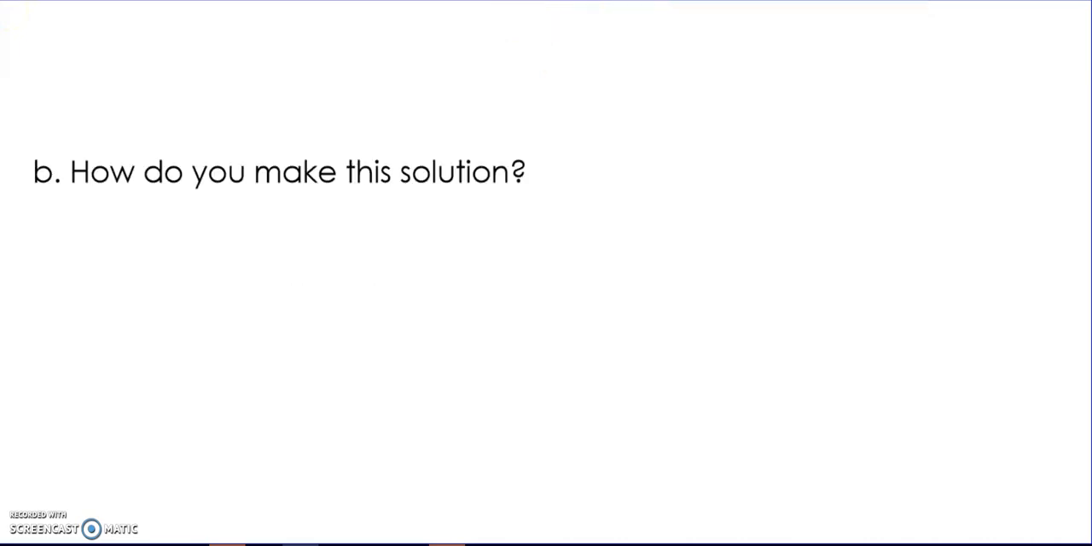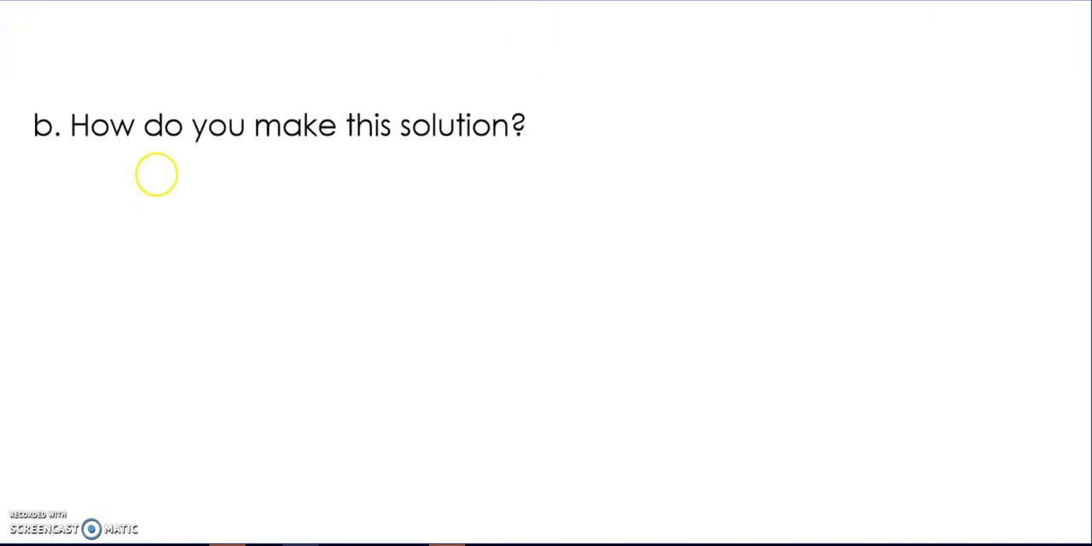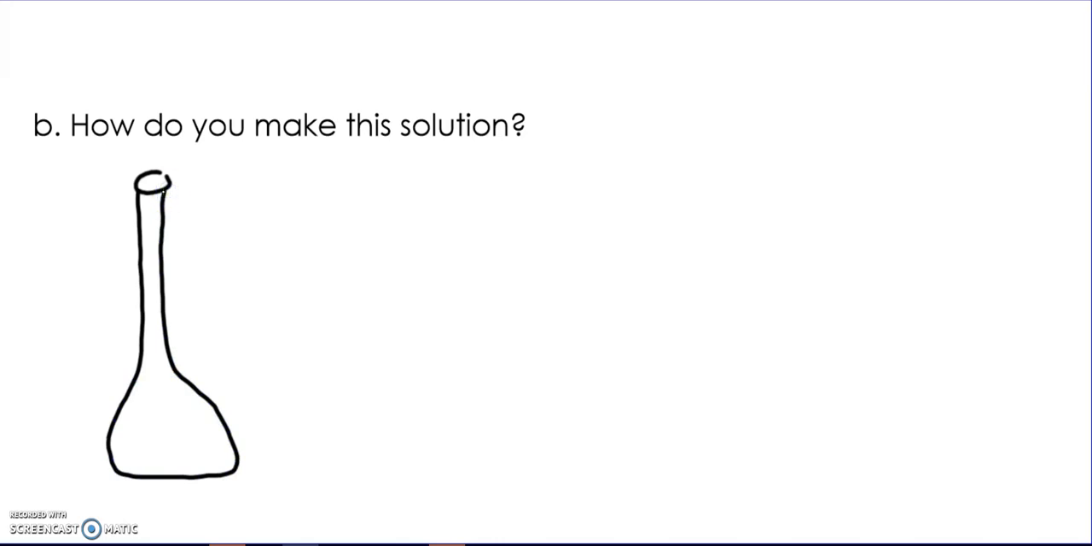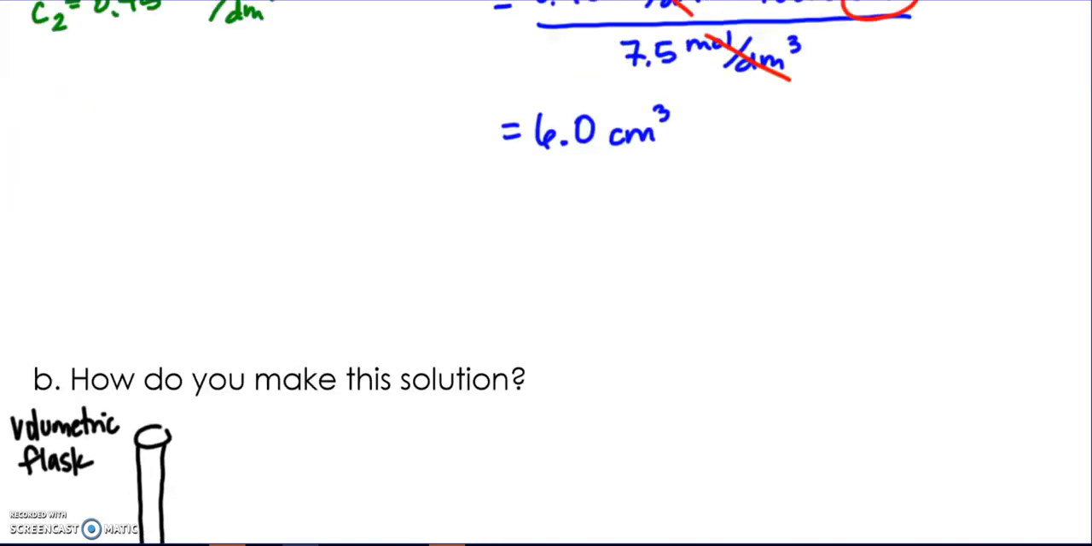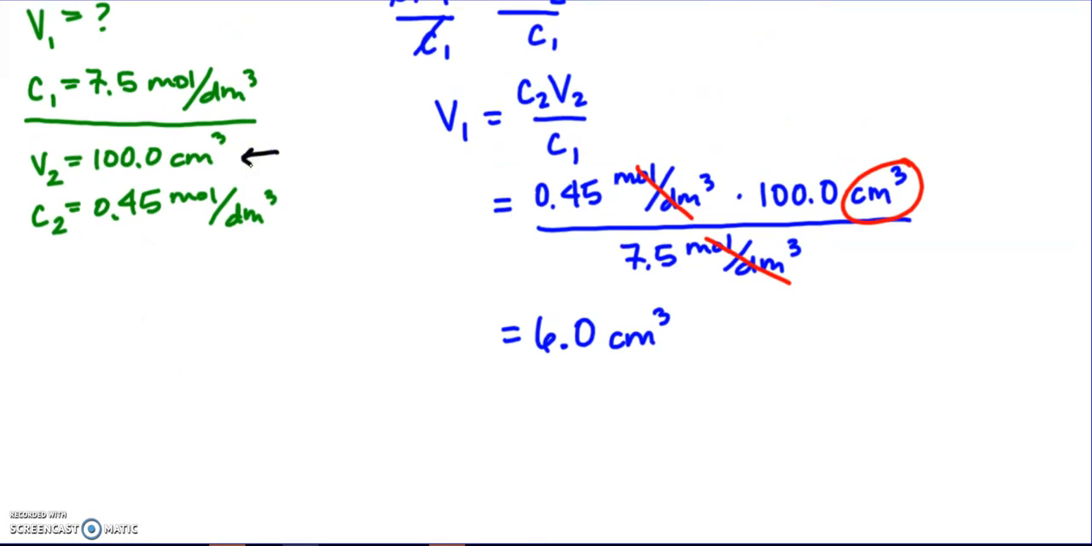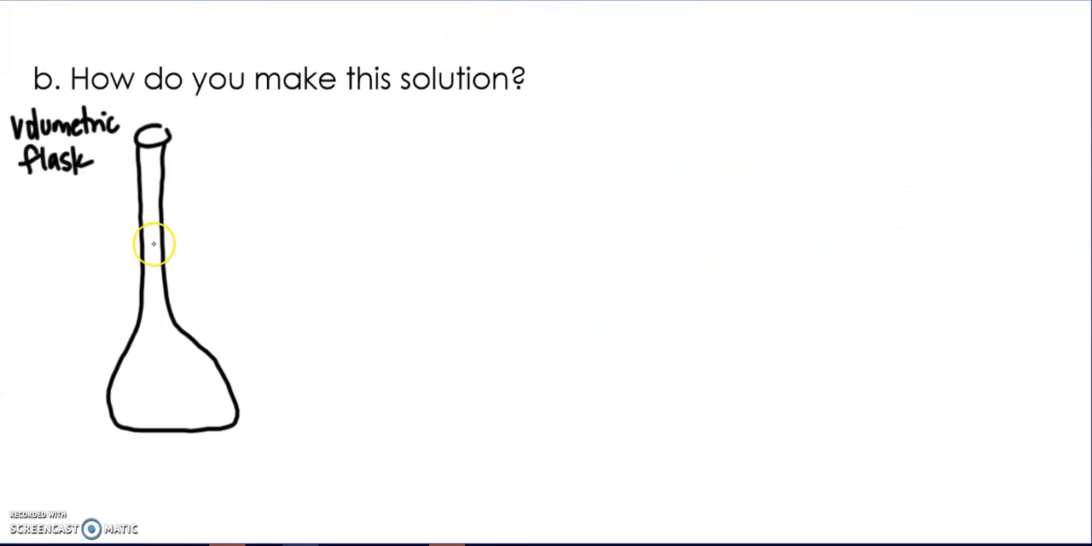Here's what I do. I need one of these. Let's see if I can draw it. All right, we're going to say close enough. Remember, this is your volumetric flask. And this will have a line on it that will tell you the volume that this holds. So I would find the one because I want to make 100 centimeters cubed. That's the volume I want. That's 100 milliliters. I want to find one that has a line right here on it at 100 milliliters, because that's my total volume.